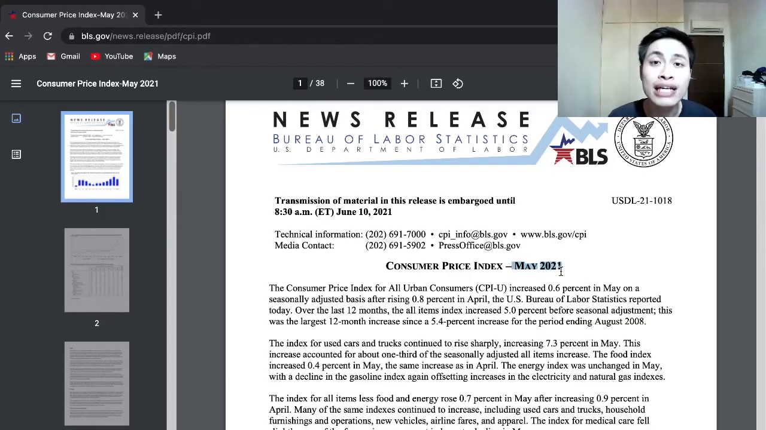In fact, if we take a look at the inflation numbers in the US in May 2021, we see that the consumer price index for all urban consumers increased 0.6% in May on a seasonally adjusted basis after rising 0.8% in April. And over the last 12 months, the all items index increased 5% before seasonal adjustment. And this was the largest 12-month increase since a 5.4% increase for the period ending August 2008.